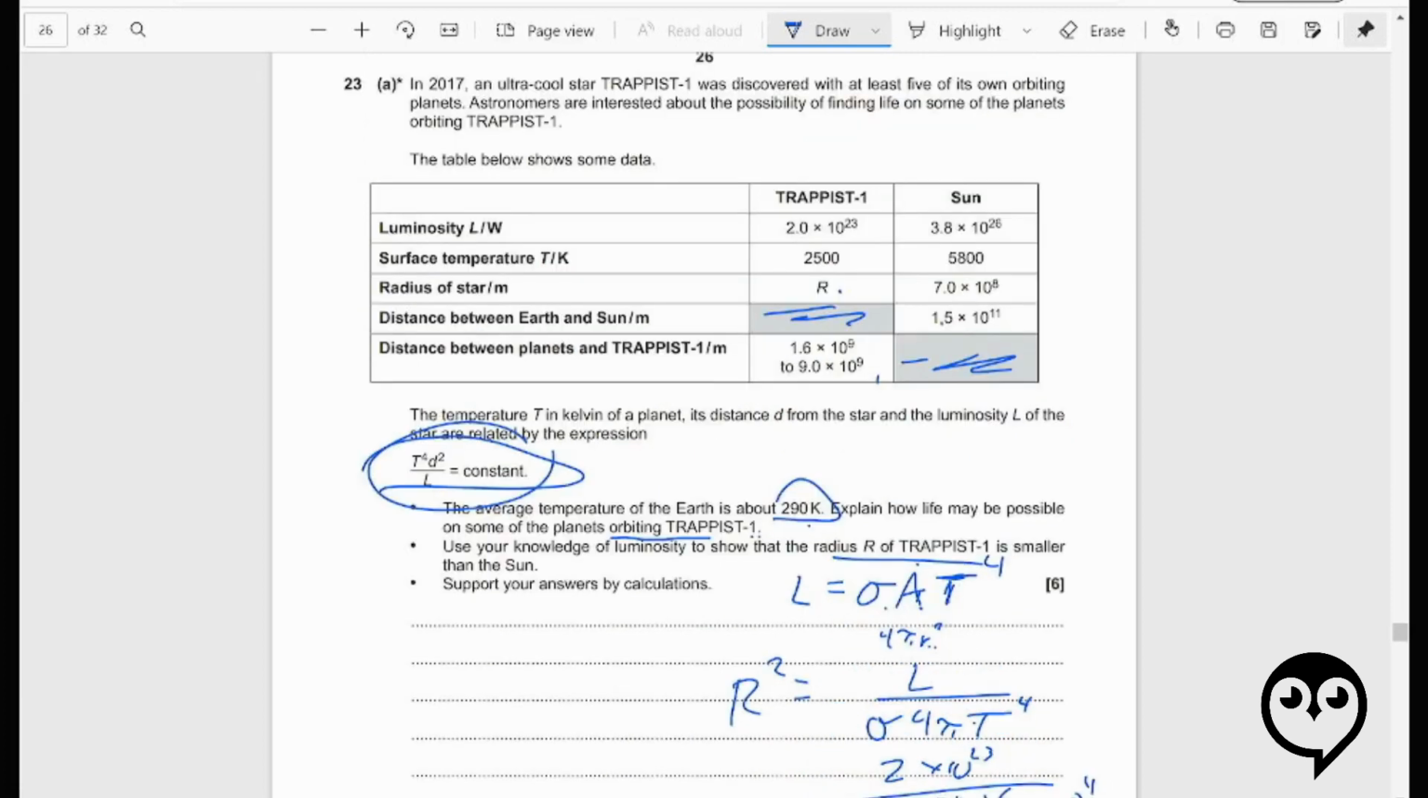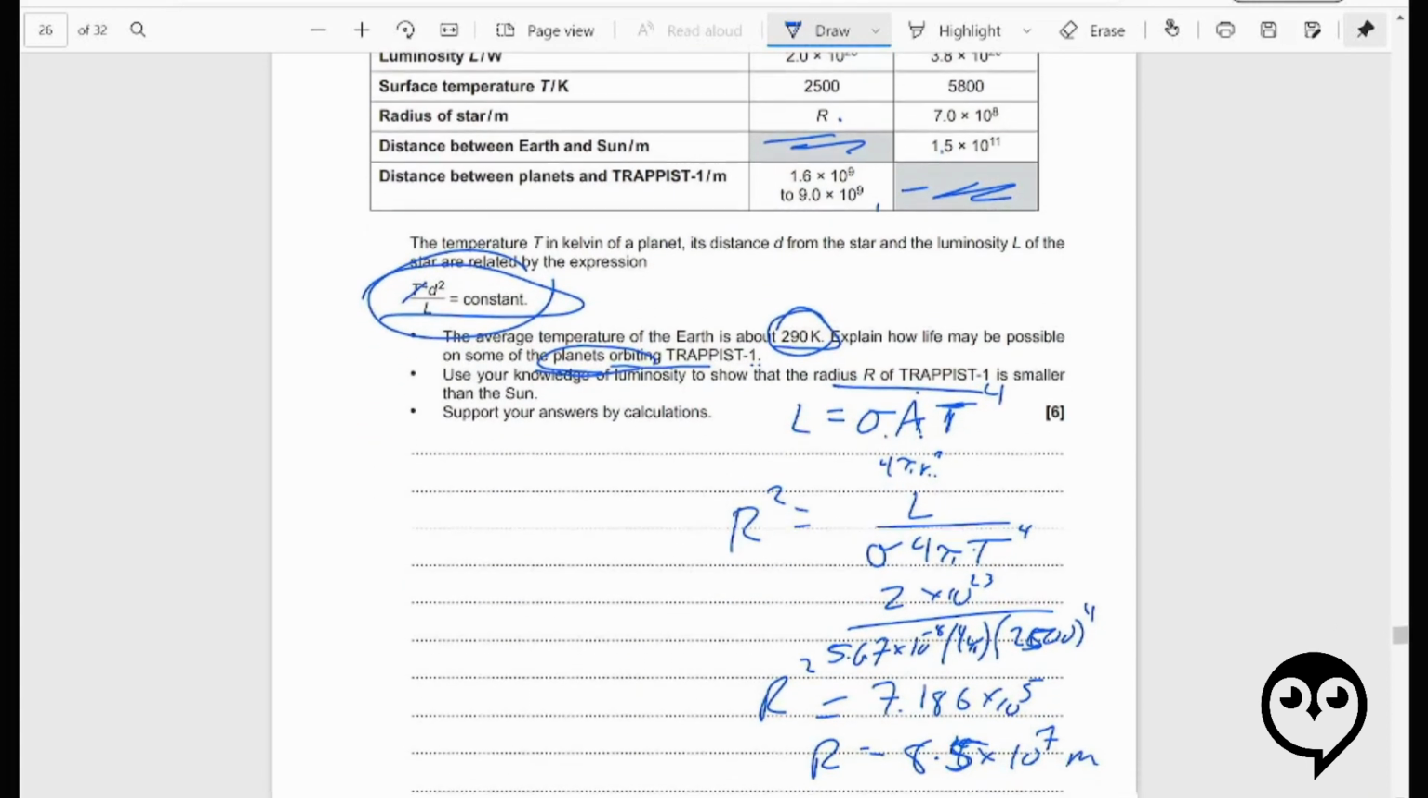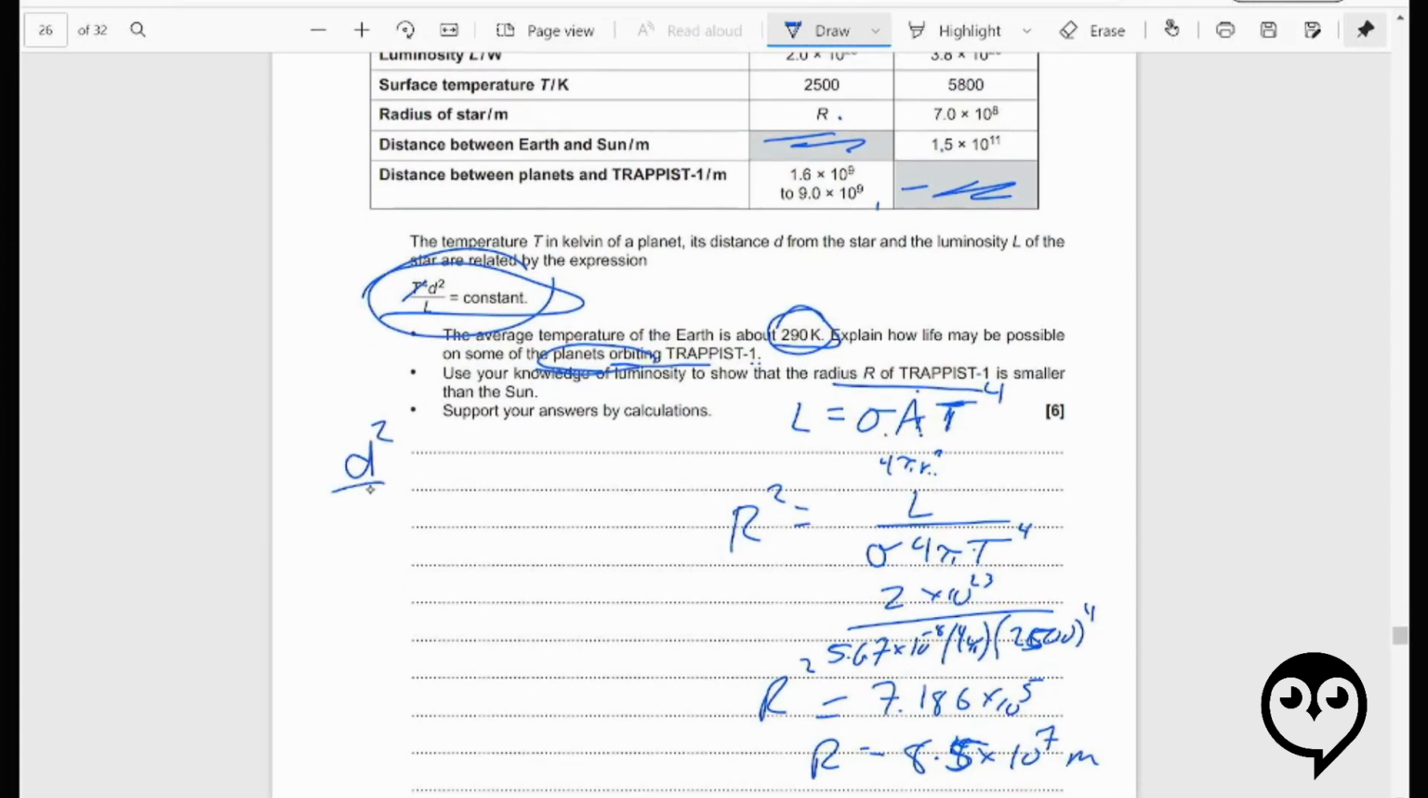If we want the surface temperature of a planet orbiting TRAPPIST-1 to be about 290, we can use this formula here. We'll take that these temperatures are the same, and now really it's just a ratio of distance squared to luminosity. So if we put little t subscript and our little sun subscript, you put an s there. I like to use the old-fashioned symbols. Okay, and what will we have? Well, I want to know what that distance would be.